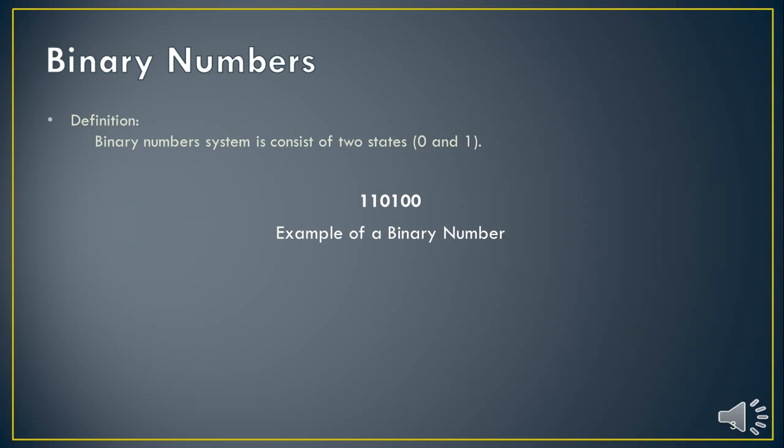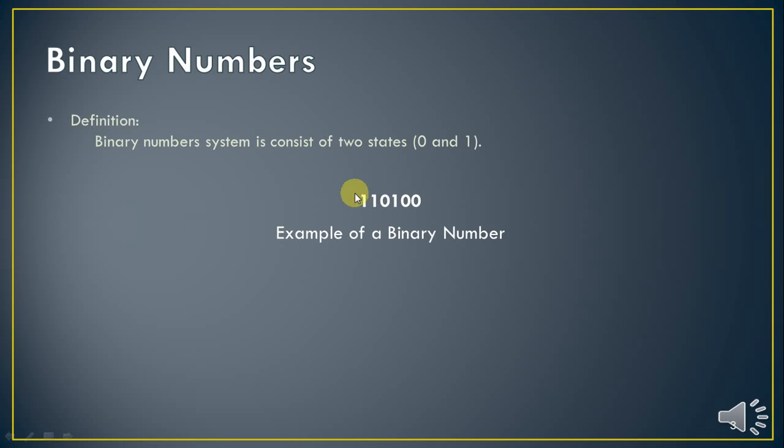Binary means actually 2, which means 0 or 1, which is 2 states. Every digital system or digital device works on the binary system, which has just 2 states, 0 and 1. 0 means low or low voltage, and 1 means high or high voltage. In electrical terms, we can get the idea of binary numbers like that: 1 means high and 0 means low. This is a binary number.